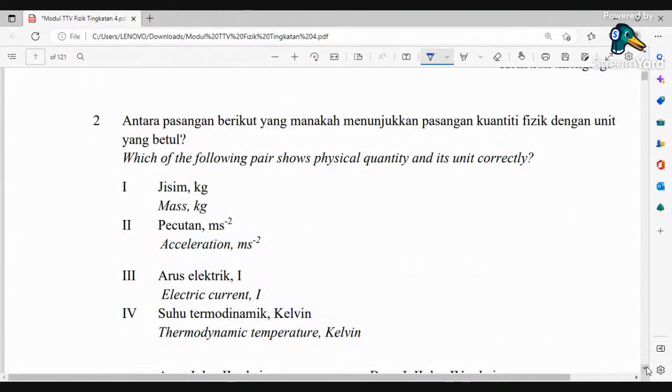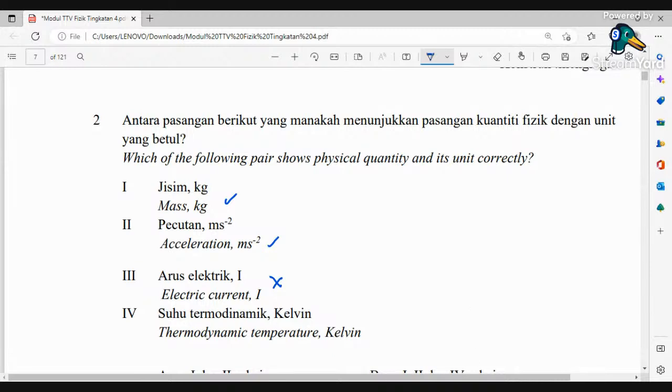Okay, number 2. Which of following pair shows physical quantity and its unit correctly? Okay, mass. I hope you remember the 7 base unit and also some of the unit for physical quantity. Mass, kilogram. Yes, correct. Acceleration, meter second to the power -2. Yes. Electric current, I. No. What is unit for electric current?